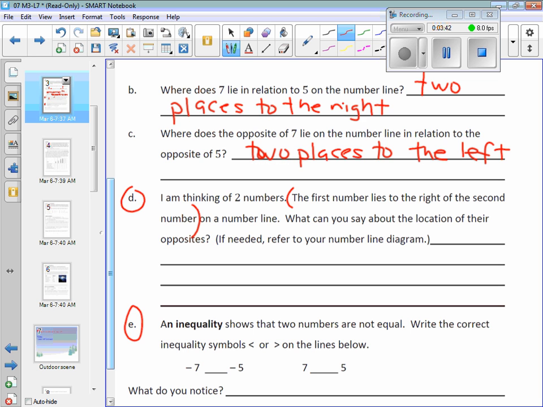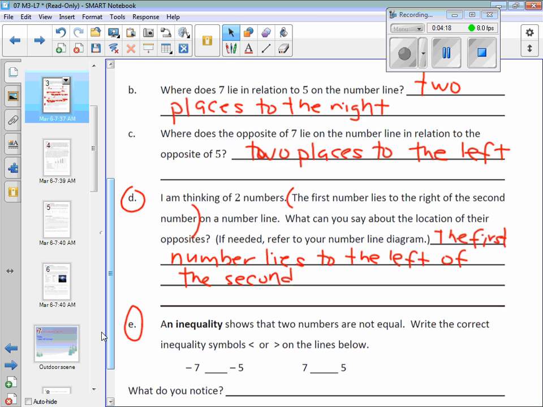Okay, that's the key. If I'm telling you that the first number lies to the right of the second number, then what must be true about the opposites is the first number lies to the left of the second. Let me prove it to you. Go back to the number line. First write this down and then I'll prove it to you.